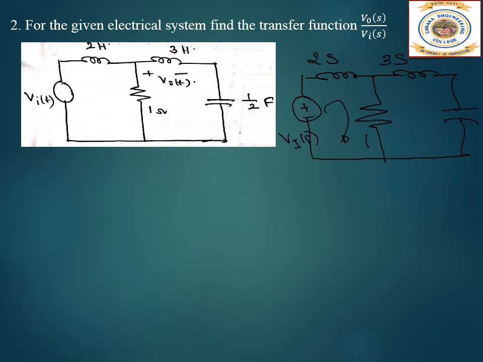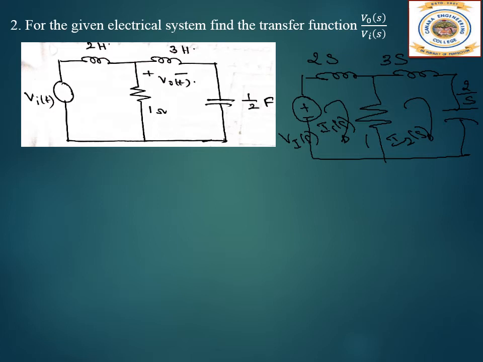Here we take it as I1 of S, and this let us take as I2 of S. And here this capacitor, it is half farad, so it will become 2 by S. Okay. So it is 1 by Cs. So 1 by C is 1 by half. So 2 will come in the numerator and S will remain in the denominator. So 2 by S. So now let us apply KVL to both the loops.